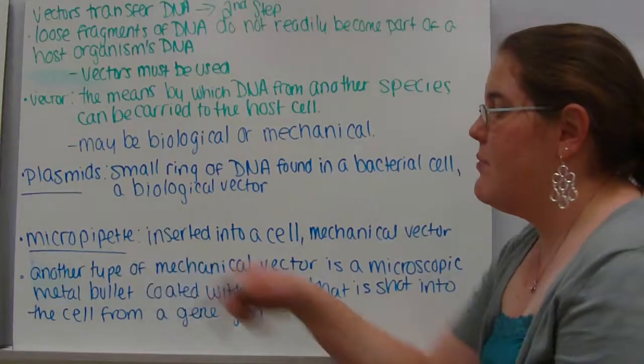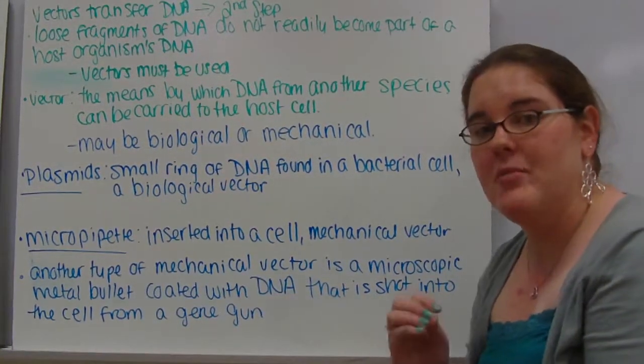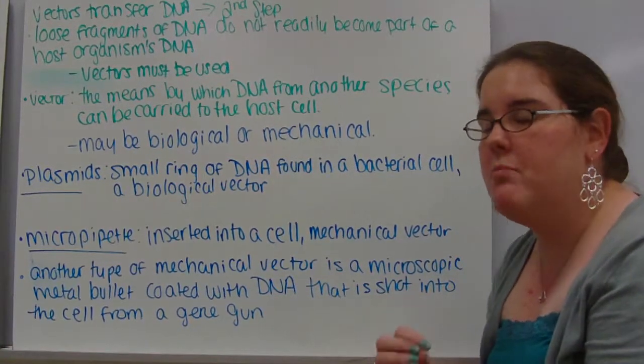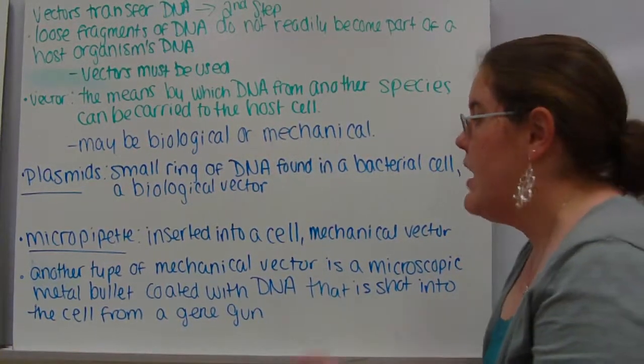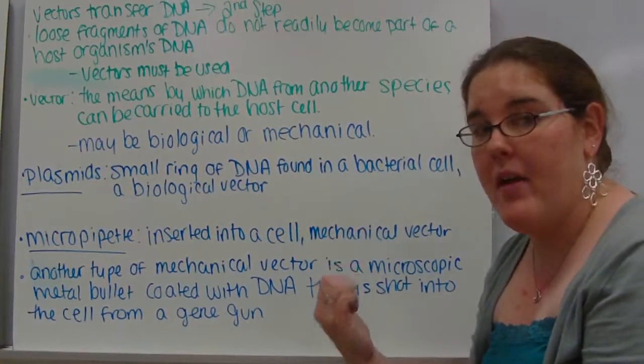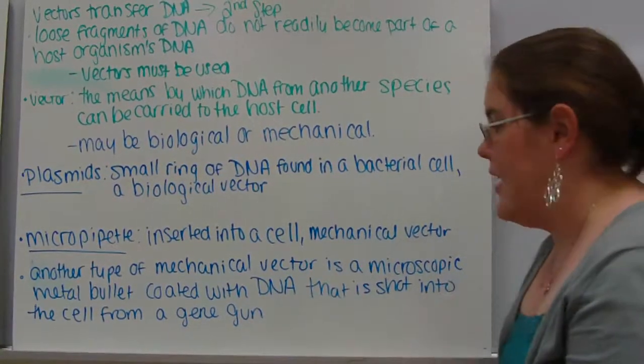And we're going to talk about how it does that. They can also use a micropipette. Now, a micropipette is similar to the pipettes that we use in class. However, it is much, much smaller and much, much more precise in what they're doing with it. It would be inserted into a cell, into the nucleus, and they would inject the DNA into the cell.